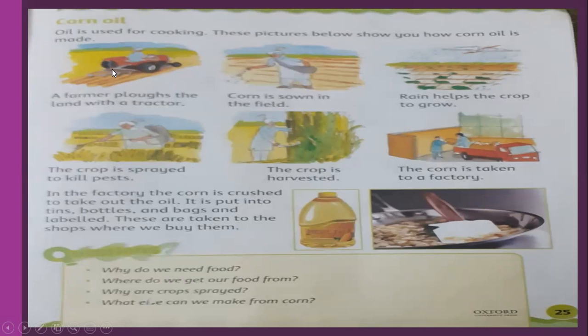They told you how the farmer plows the field, then corn is sown, then gets water, then spray to kill the pests, then harvesting, then in the factory different machines crush the corn and get the oil, then it is packed, and in this condition, packed oil, we get from the shops and we cook at our homes. So this is about the food, from where we get the food, and then on this page they have told you about the process of getting corn oil.